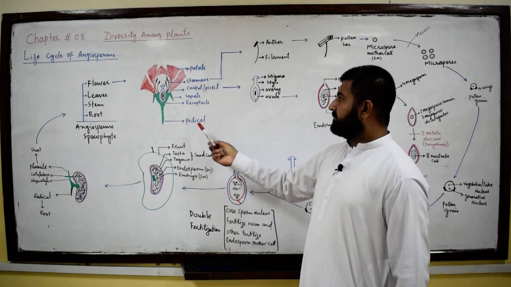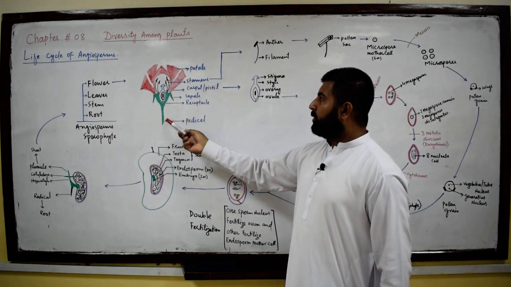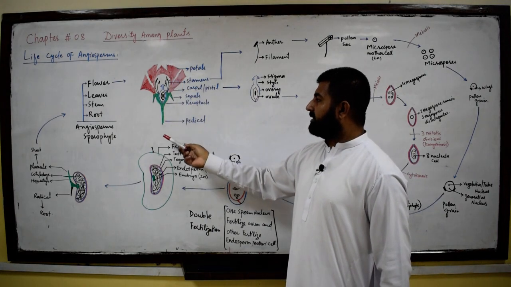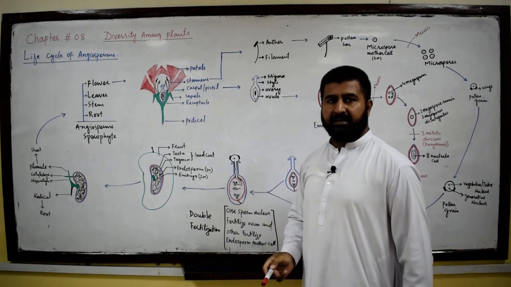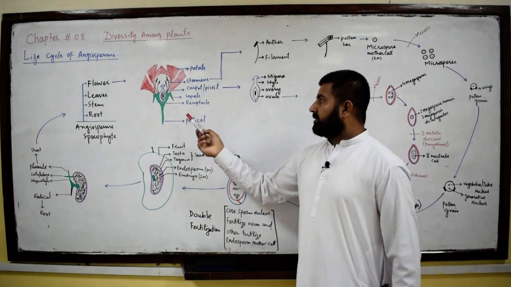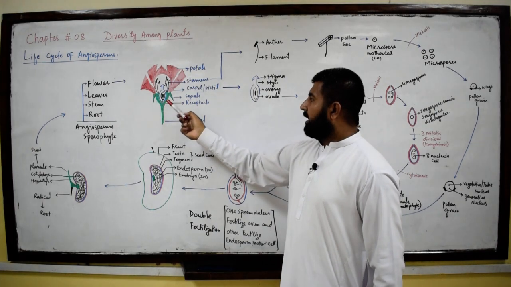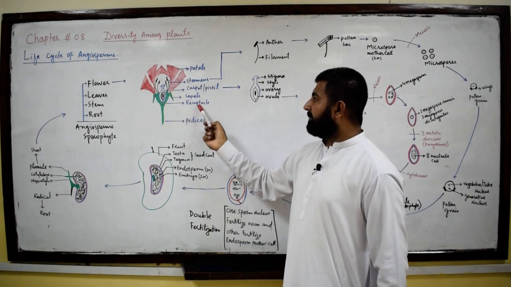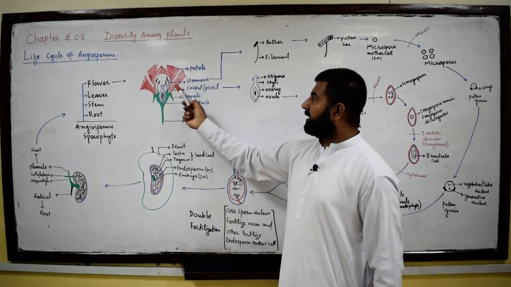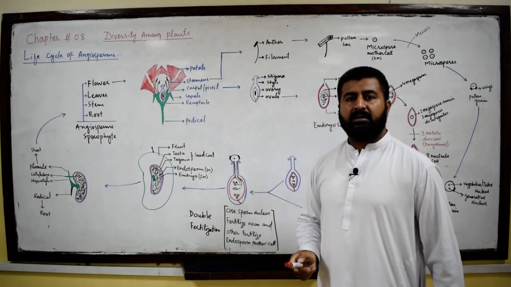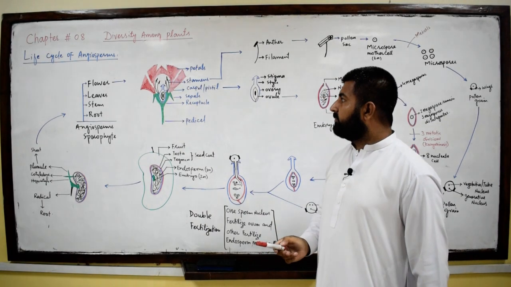A stalk which connects the flower with the stem is called the pedicel. One end of the pedicel is swollen and it is known as the receptacle. The receptacle contains the floral parts of the angiospermic flower.